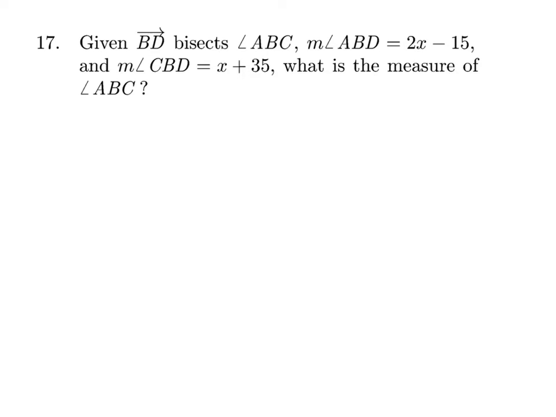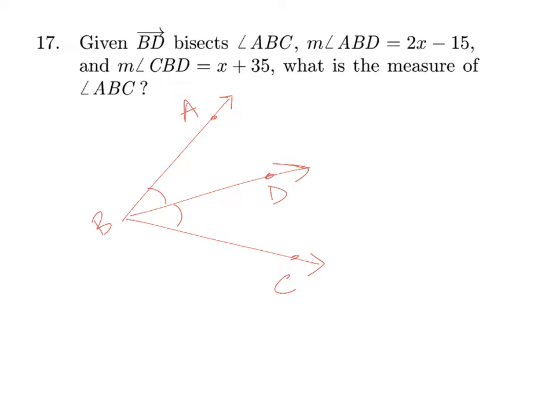All right, given BD bisects ABC. I'm going to draw this angle. A, B, C. BD bisects the angle, and I have BD here. It bisects it, so these are the same measurement. ABD is 2x minus 15. Then I have CBD, this is x plus 35. What is the measure of ABC?